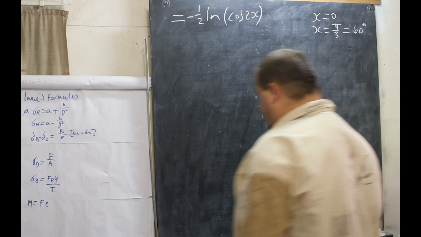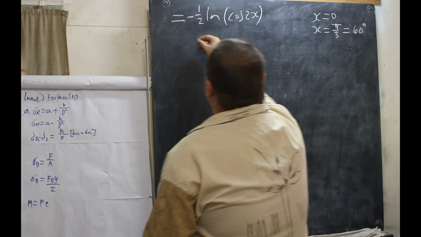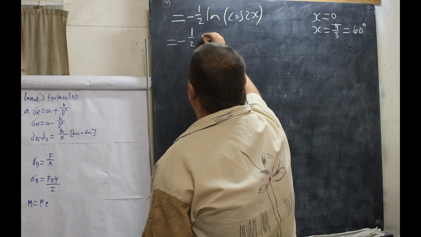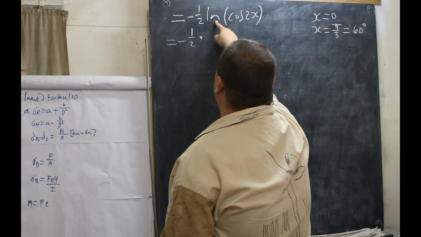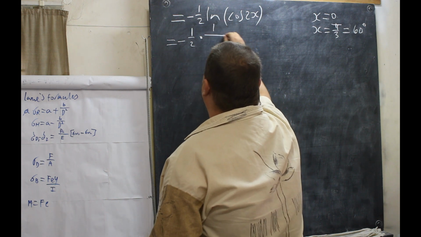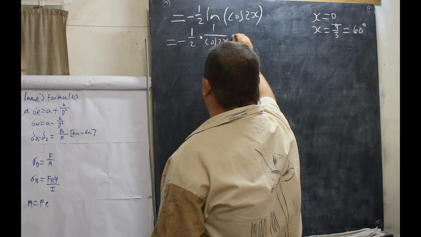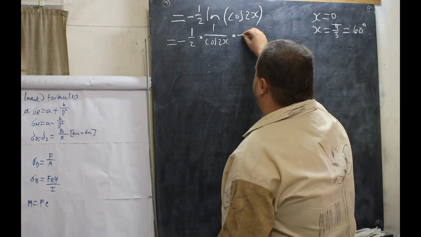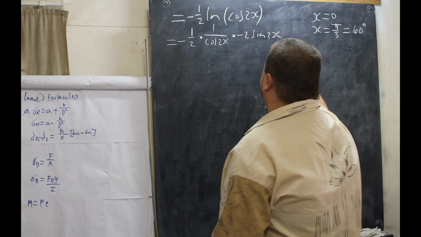Now what we first need to do is differentiate. So now differentiation will go like this. It'll be minus a half times, now this is chain rule, so it's 1 over cos 2x multiplied by minus 2 sine 2x.